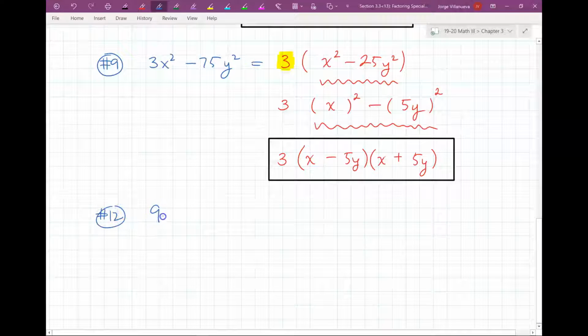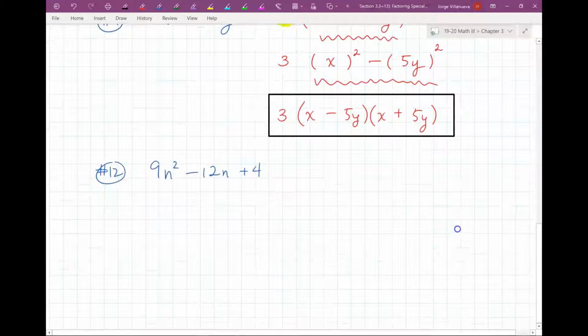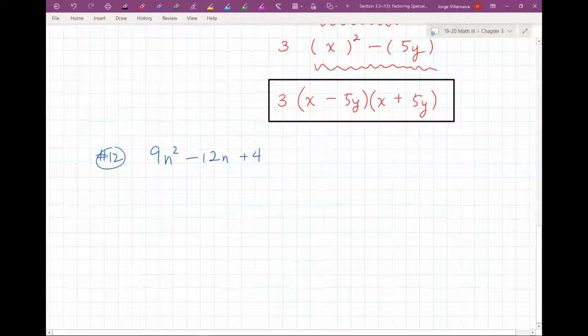So they gave us 9n squared minus 12n plus 4. Okay? Now remember, you're always supposed to try to find the greatest common factor. In other words, do they have a number that they share? Do they have a letter that they share? If you look at these, they don't have anything in common. Sure, the 9 and the 12, they have a 3 in common, but the 4 doesn't have a 3 in common, right? And the 4 and the 12, they have a 4 in common, but that doesn't share with the 9 as well. So they don't have anything in common.